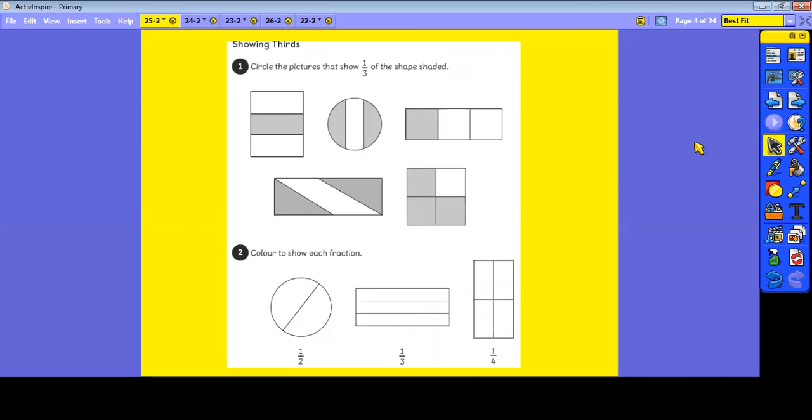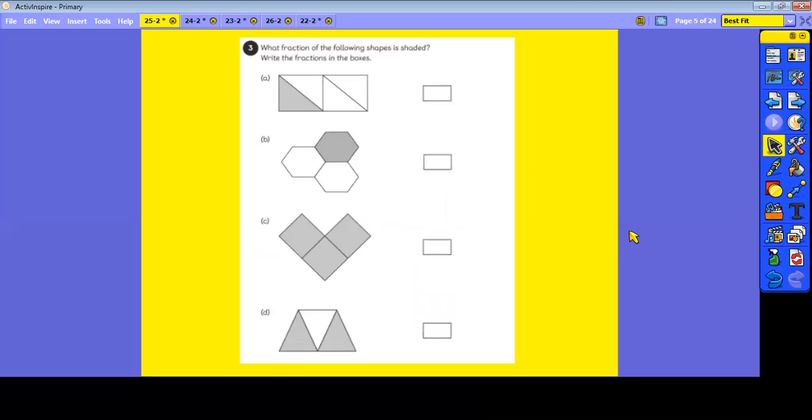And they look like this. Question 1, circle the pictures that show 1/3 of the shape shaded. So again, you're revising that fraction of a third and thinking about, are these pictures divided into 3 equal parts and is 1 part shaded? Second question, you are doing the shading. You can get your coloured pencils out if you wish, and you can colour fractions of 1/2, 1/3 and 1/4 on these pictures. And finally, you've got to decide what fraction has been shaded in these 4 shapes.